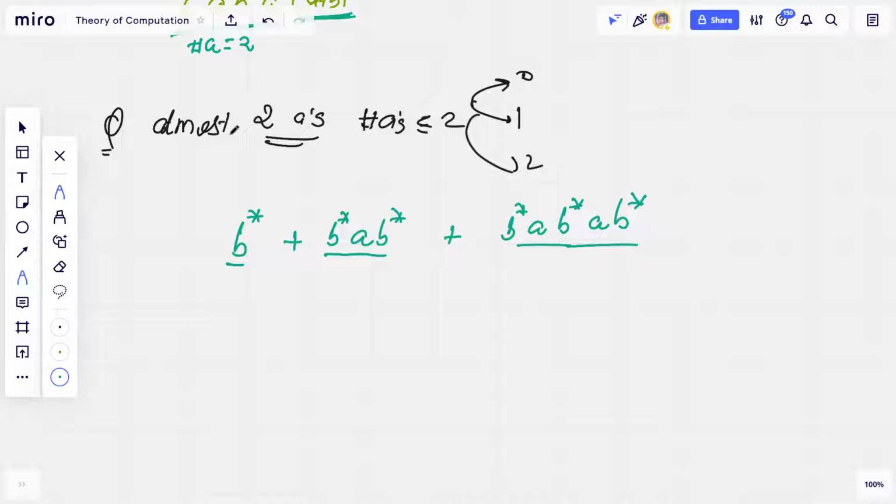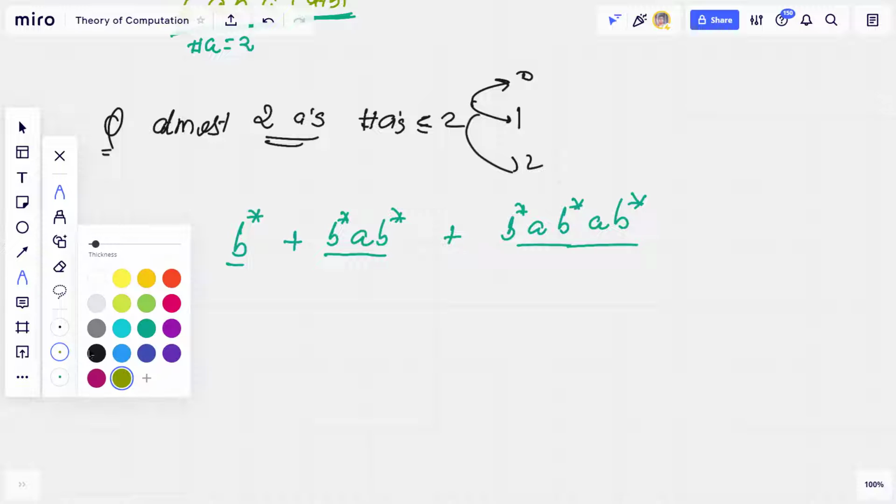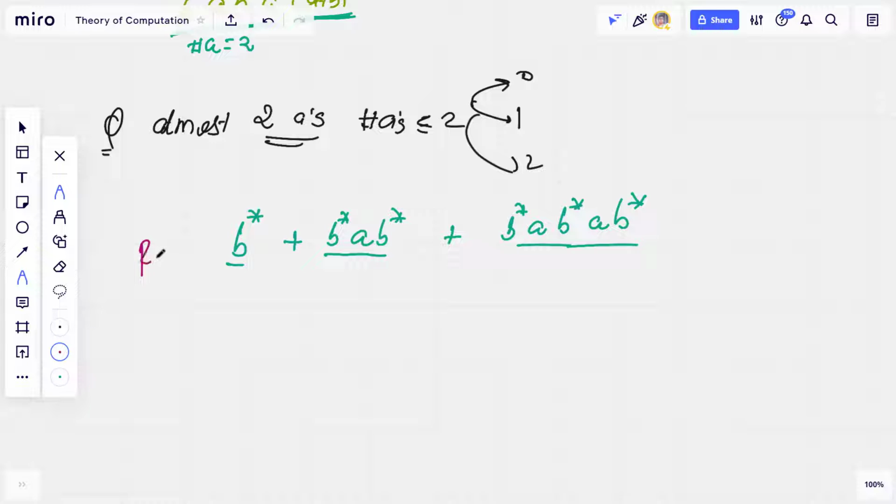Cool. This is completely fine as a regular expression. This is our answer. There is no doubt about it. But can we do something better? This works, but we can simplify it. Turns out, there is no such thing as a minimal regular expression. But if you can simplify it, it's good, right? The more compact it is, the better it looks.